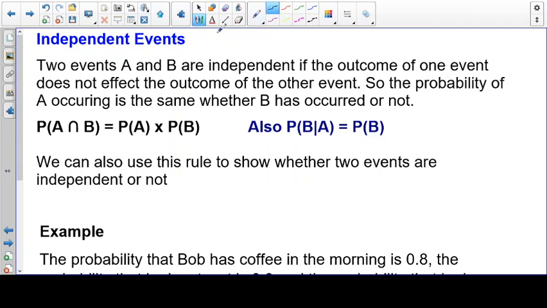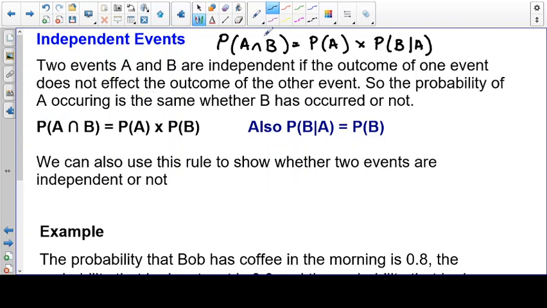and that gave us our multiplication rule, which was that. So that was for dependency on conditional probability. If two events A and B are independent, then the outcome of one event does not affect the outcome of the other event. So rolling 2 dice, the probability of getting a 6 on the second die is independent of getting whatever you get on the first die. It has no bearing on it. So the probability of A occurring is the same whether B has occurred or not.